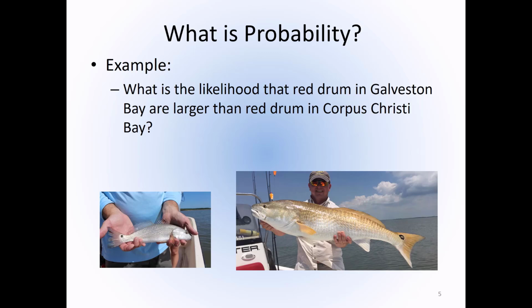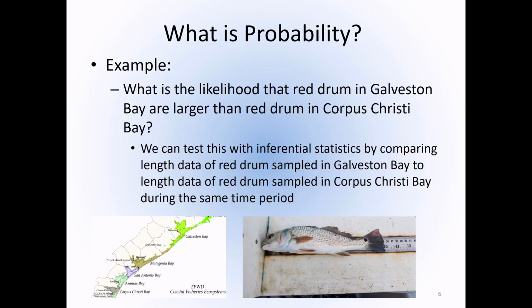Now something a bit more applicable to marine biology, maybe we're interested in the sizes of red drum and we're interested in the likelihood that they're different across different bay systems, maybe because of different environmental conditions, food availability, predation risk, some other factor. We can investigate this by collecting length data of our red drum in the bay systems of interest, and then we can use different statistical tests to determine if there is a difference or not, to see what is the likelihood that there is a difference between these red drum across different ecosystems.